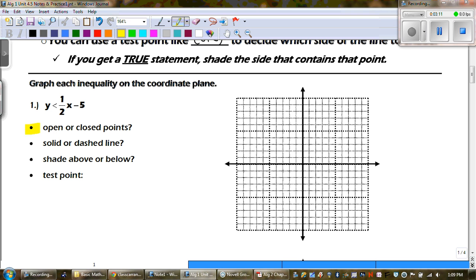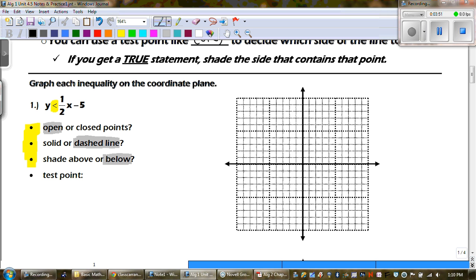Our first 3 questions, all we're doing is we're looking at that inequality symbol. Okay? So, is it open or closed? It's open. Okay? So if it's open, that means we have a dashed line. Okay? Now, is it shade above or below? Remember, it's less than, we shade below. Okay?